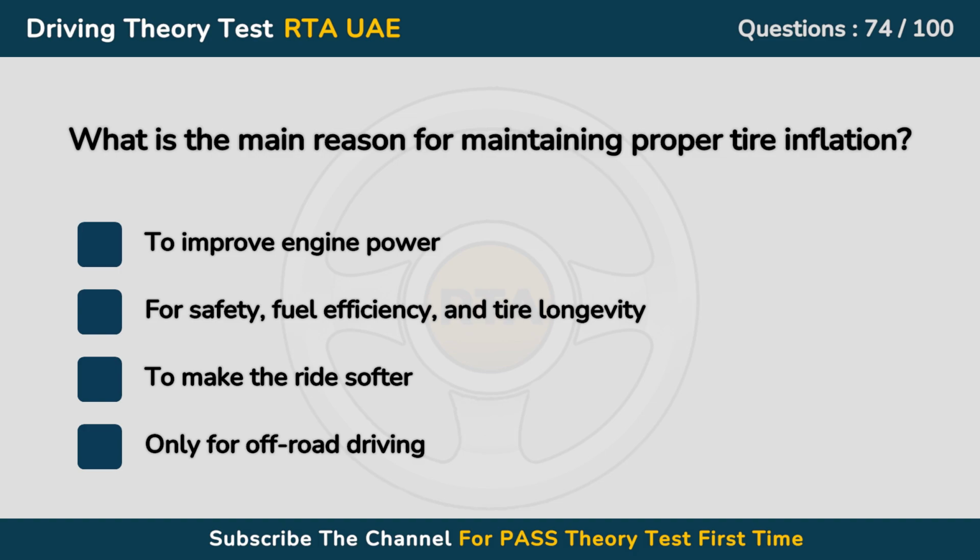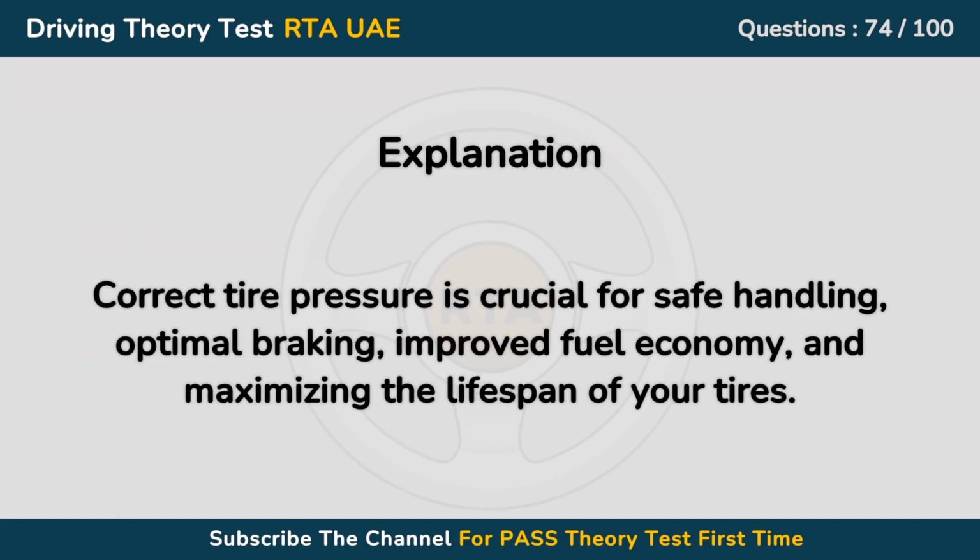Question 74. What is the main reason for maintaining proper tire inflation? A. To improve engine power. B. For safety, fuel efficiency, and tire longevity. C. To make the ride softer. D. Only for show. Answers is B. For safety, fuel efficiency, and tire longevity. Correct tire pressure is crucial for safe handling, optimal braking, improved fuel economy, and maximizing the life of your tires.